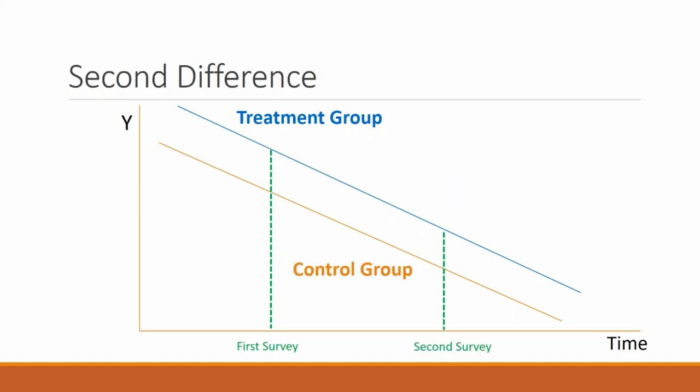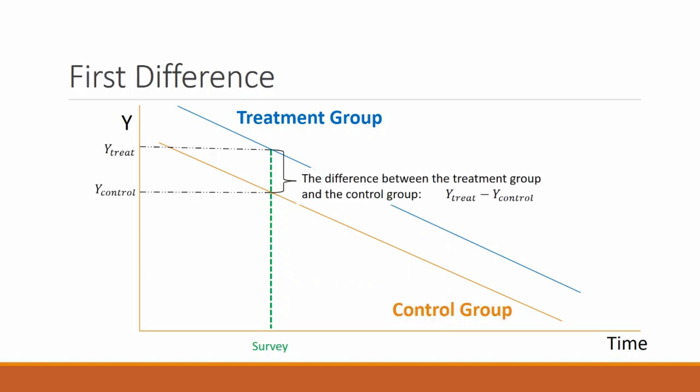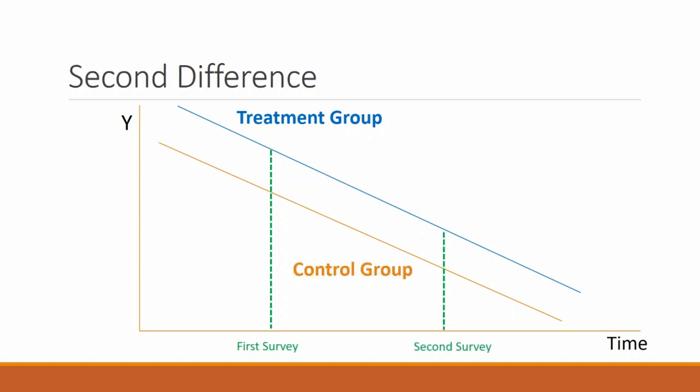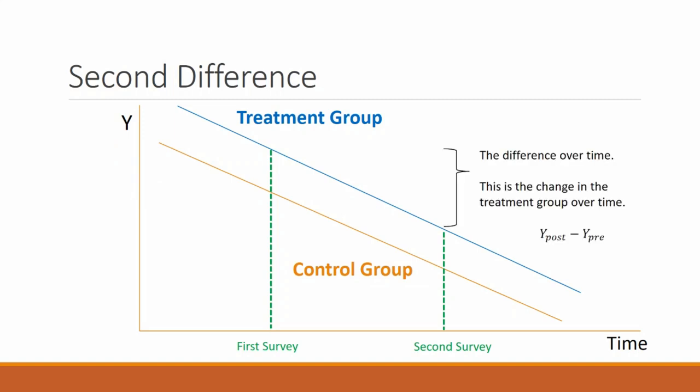Now, the second difference. As I've mentioned several times before, we are comparing the treatment group to the control group, and we're also comparing people before and after. So the first difference is comparing the treatment and control groups. The second difference is comparing before and after. Let's see what that looks like. What you see here is the difference over time for the treatment group. Right now I'm just looking at the treatment group.